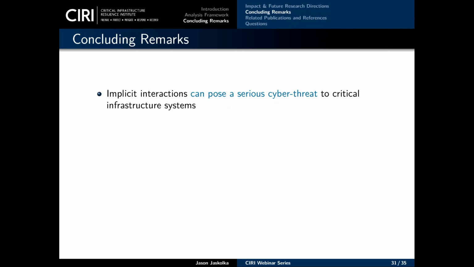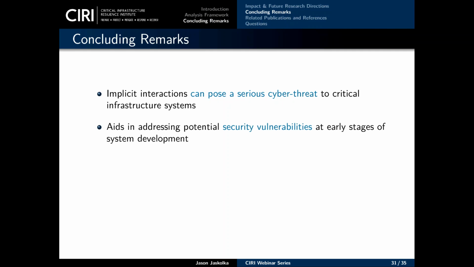So the work that we're doing is really aiding in addressing these potential security vulnerabilities, and it's targeting early stages of system development. So a lot of what I've discussed is happening at a design and specification phase of these systems. That's the ideal way in which this framework would be applied so that you can identify and mitigate these vulnerabilities before deploying your system.